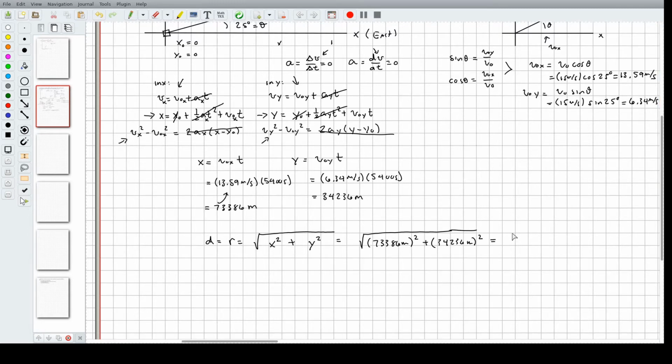Now, when you put that in your calculator, 73,386 squared plus 34,236 squared, it's 80,979 meters.